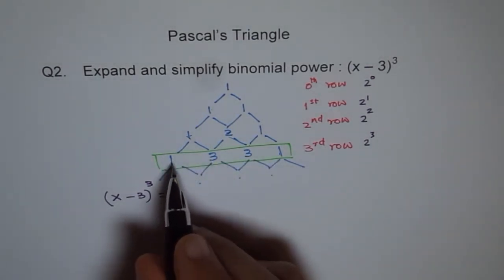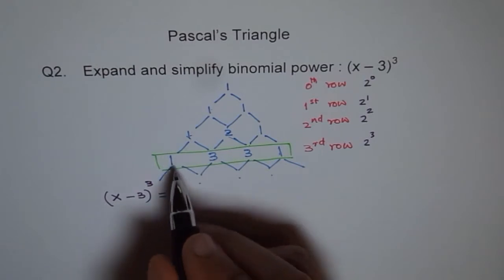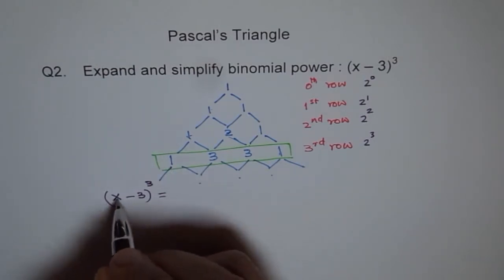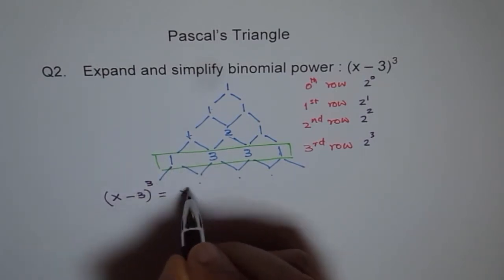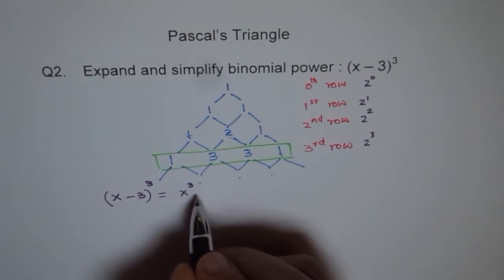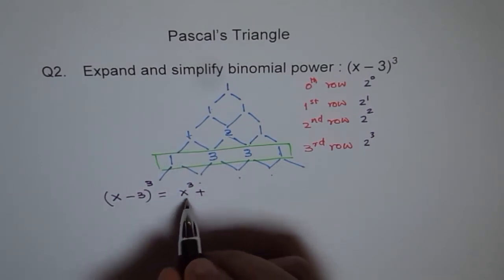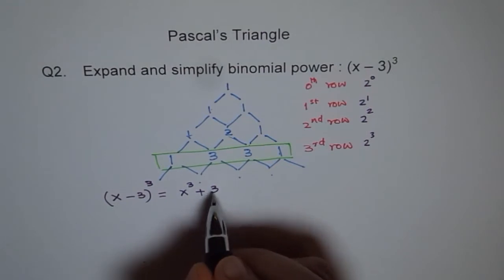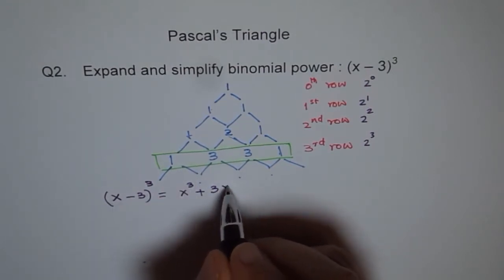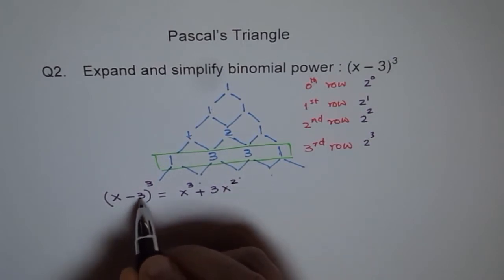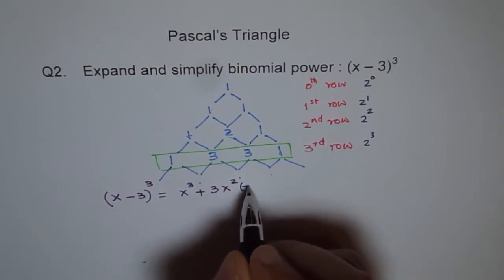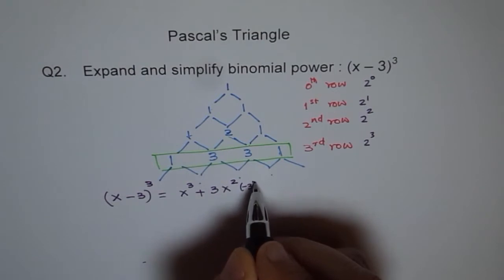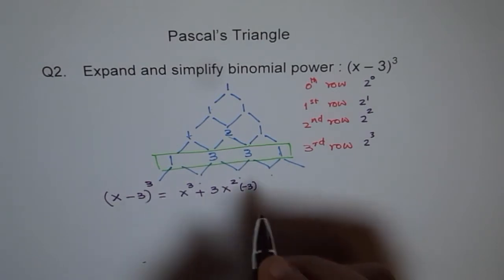So for the first term, coefficient is 1. It's not a good practice to write 1, so we'll avoid it and write x to the power of 3, x cubed. Now, the second term will be plus, coefficient is 3, so we'll write 3 here, and the term is x. Degree of x will decrease by 1, so we get 2 here, and then we get the second term, which is minus 3 for us, to the power of 1. So 1 plus 2 becomes 3, correct?